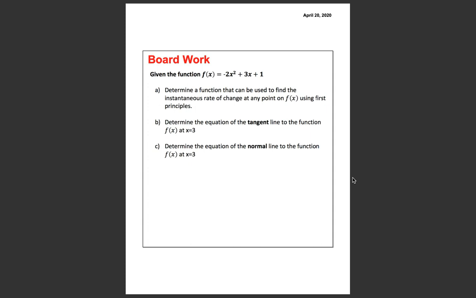The second thing I want you to do is to determine the equation of the tangent line at that function at x equals 3. So if we draw a point at x equals 3, what would the equation of the tangent line be? And then also for C, determine the equation of the normal line at x equals 3 as well. So I would like you to pause the video, give these questions a try, and then on the next slide, I'll have my solutions.